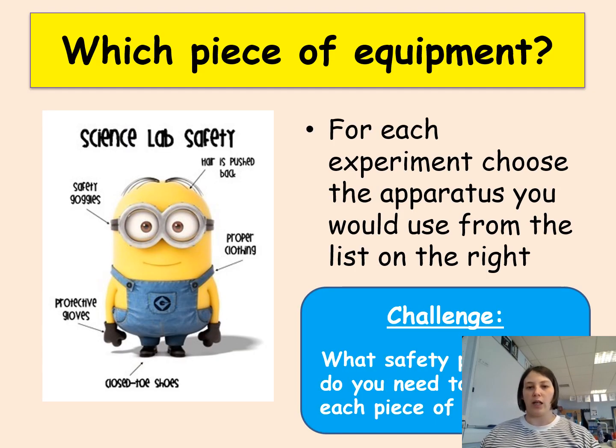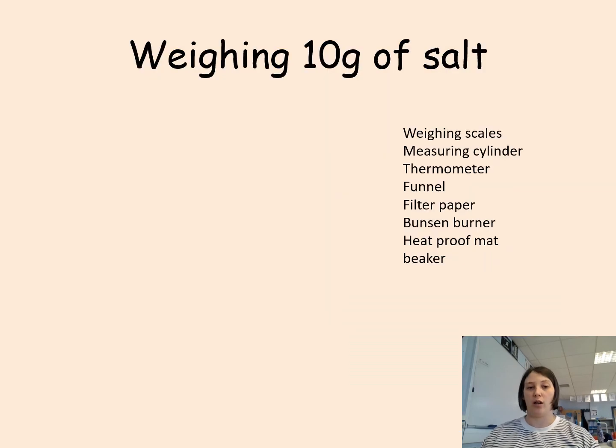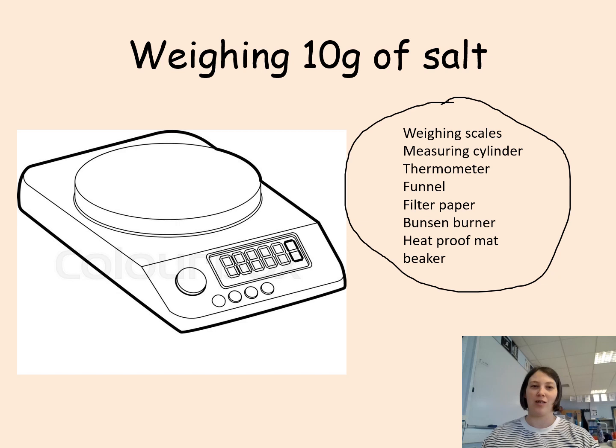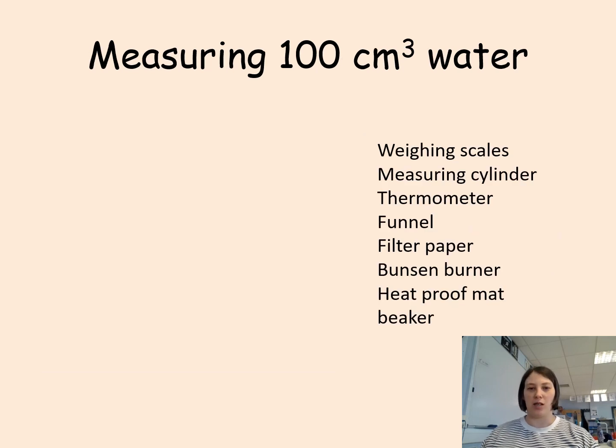Okay, right then, for the next tasks, I would like you to have a look at the name of what you're trying to do at the top of the slide, and then for each thing I would like you to choose what apparatus you would use to do it. Okay, you're choosing from the list on the right. Okay, so weighing 10 grams of salt, which one from this list would you use? That's right, weighing scales.